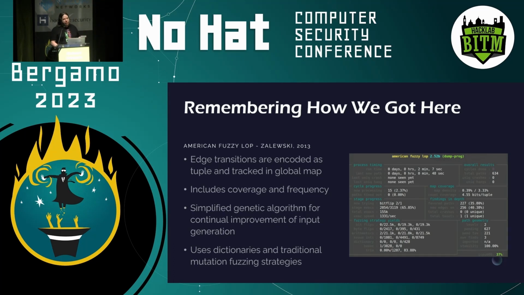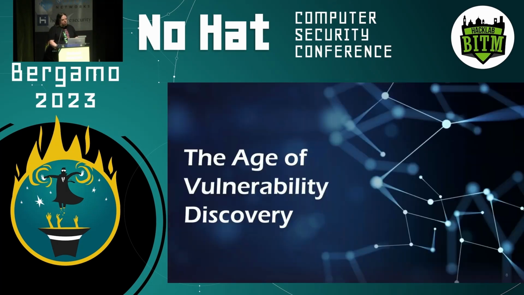AFL started the revolution because of good engineering and high performance coverage. It also had a number of basic features that had been aggregated over time, things like using constant tokens or keywords that might be part of the inputs. So with that as the starting point in 2013, here we are 10 years later.